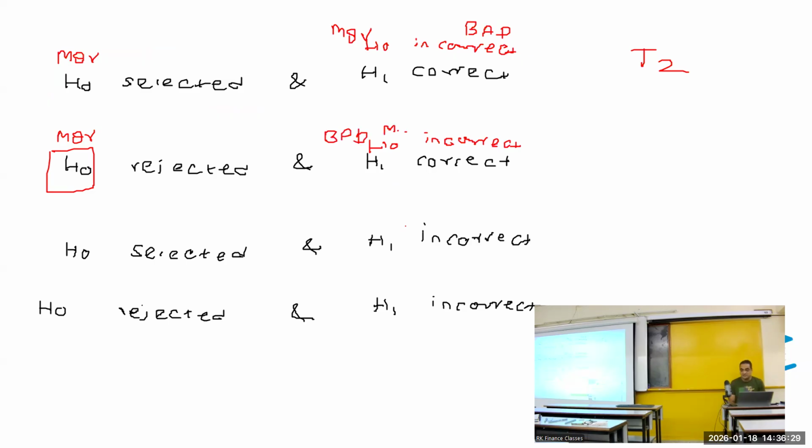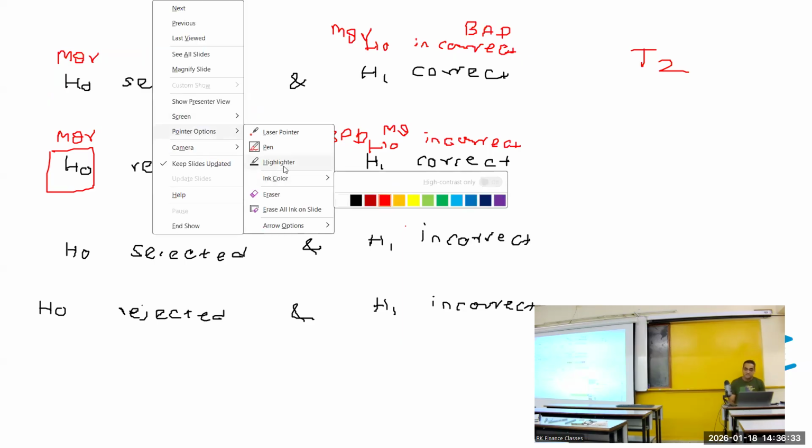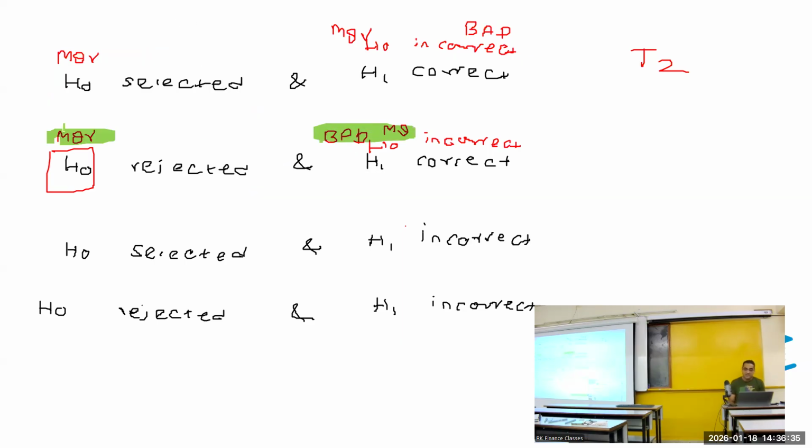H0 means manager. So bad manager, look at this: bad manager and manager rejected. But connect these two points. Bad manager and manager rejected means bad manager rejected. A bad manager should be rejected, and it was done. Correct decision. No mistake in this.